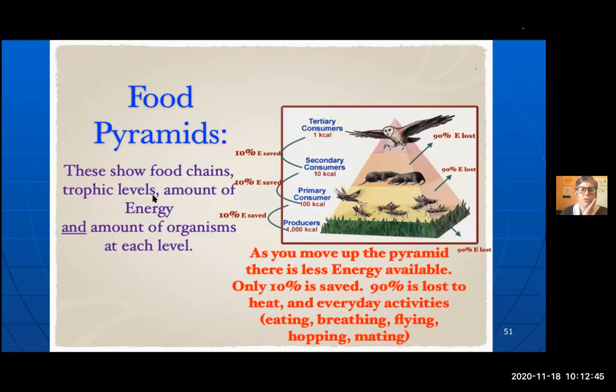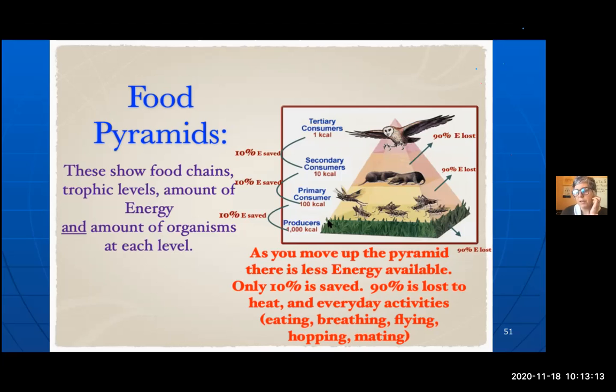It also shows trophic levels. So the terms: producers representing the grass, primary consumers representing our grasshoppers, secondary consumers are the shrews, and then the tertiary consumer is the owl. So that's another thing that we see in food pyramids. Another thing is the amount of energy that's available at each trophic level.